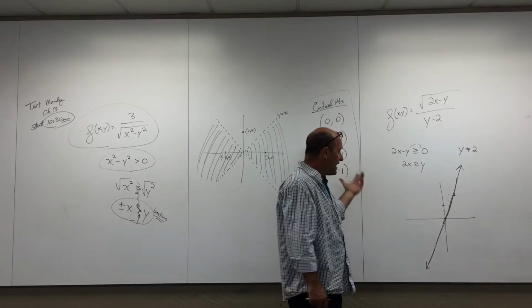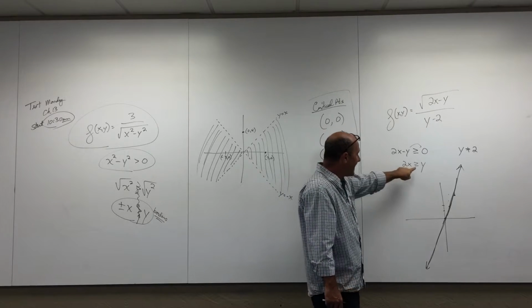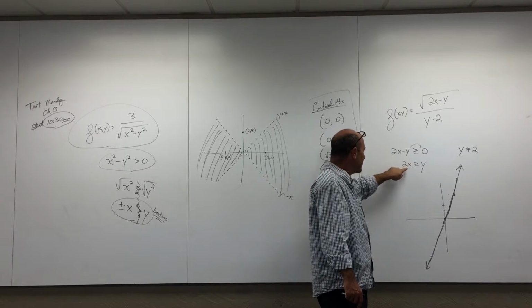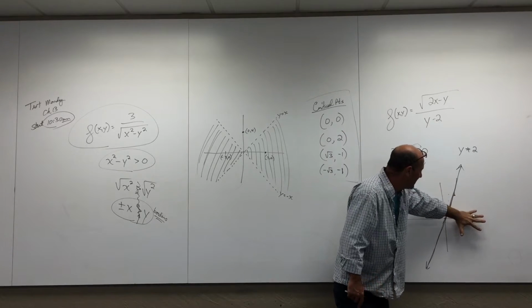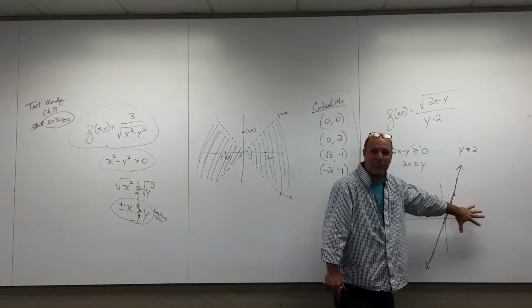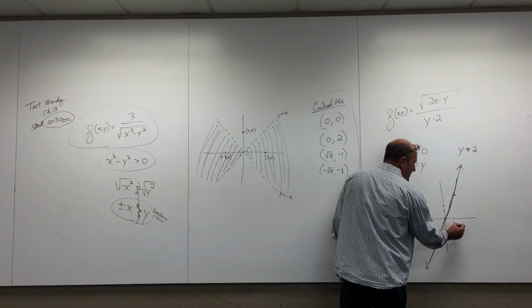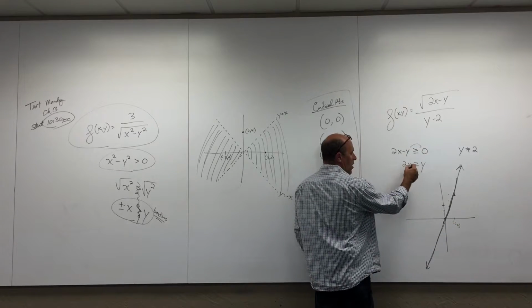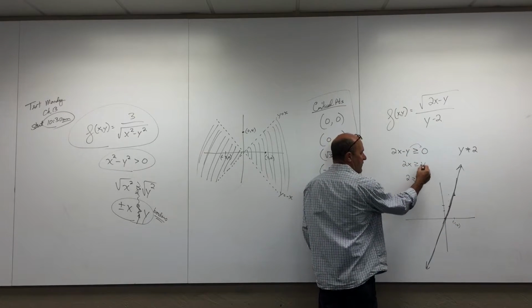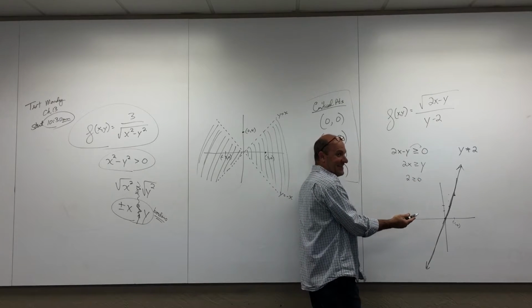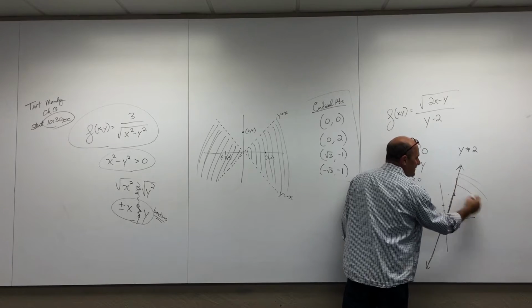Which side should I shade? I can't read these inequalities too well. Y is less than 2x. It's probably this side, but I'll pick a test point. I'll pick a test point right here called (1, 0). So I'm plugging in a 1 for x and a 0 for y, and is that true? Yes. And if it's true, you shade that side.